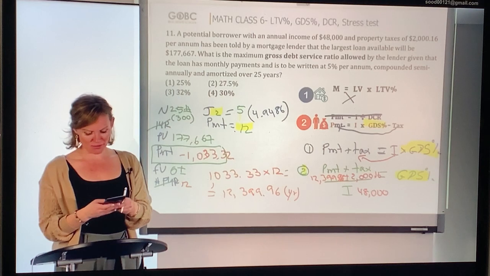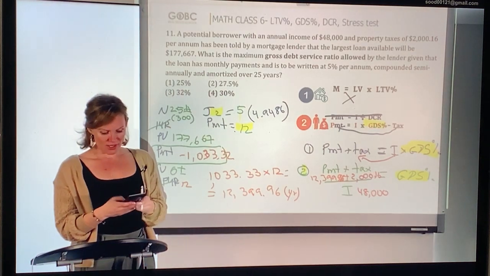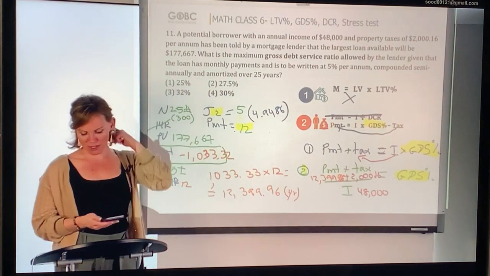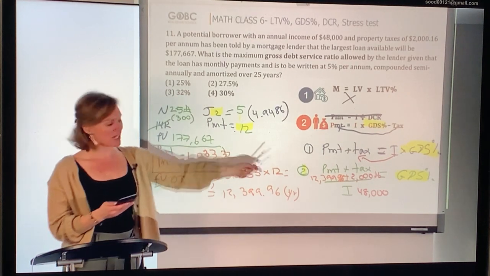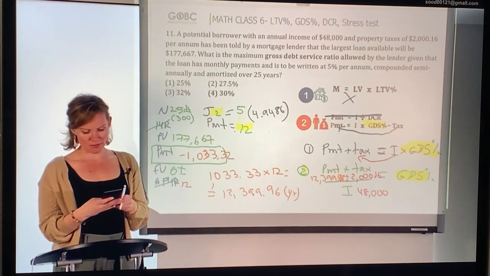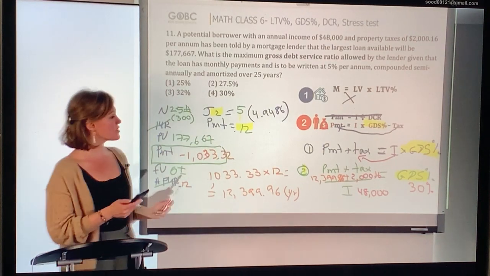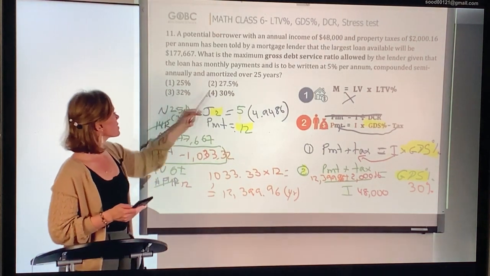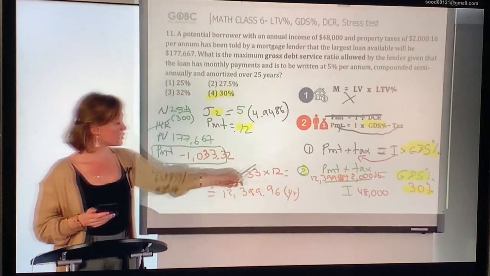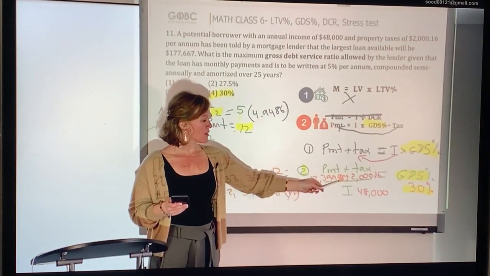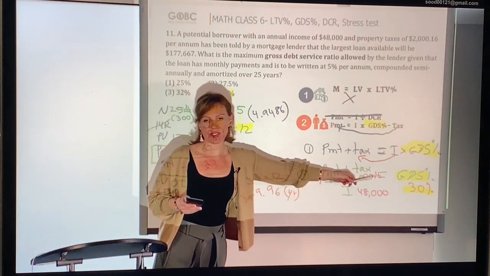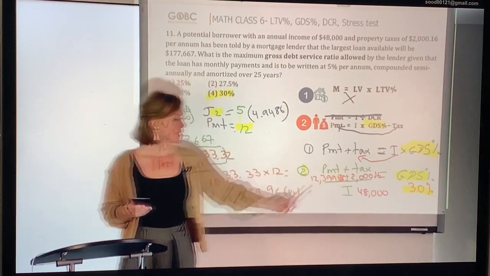So 12,399.96 plus 2,016, press equals, comes up as 14,415.96, and then divided by 48,000. So divided by 48. Okay? And my GDS came up as 30%. It comes up as 0.30, but that shows you that is 30%. So option number 4. Did you understand how we do this? 12,399.96 plus 2016, press equals, and then divided by 48,000.